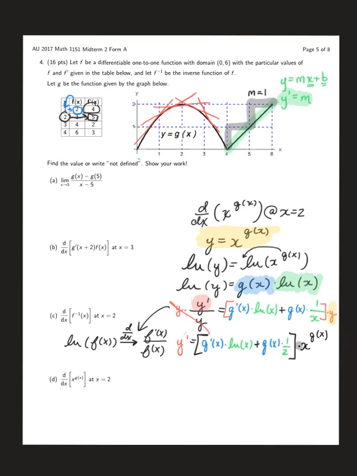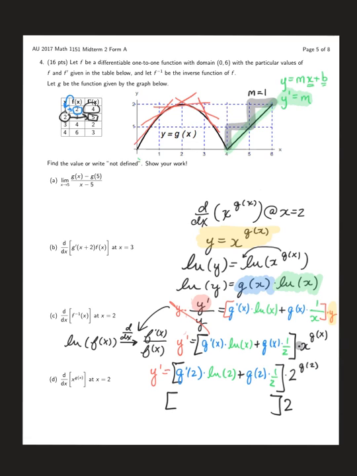Now you might think we're done. We sure are not, because now we have to evaluate. y prime equals, parenthesis, g prime of 2 times natural log of 2 plus g of 2 times 1/2, parenthesis, plug in x is 2, to the g of 2. Holy cow, we are almost done. Let's figure out what all these things are equal to now.